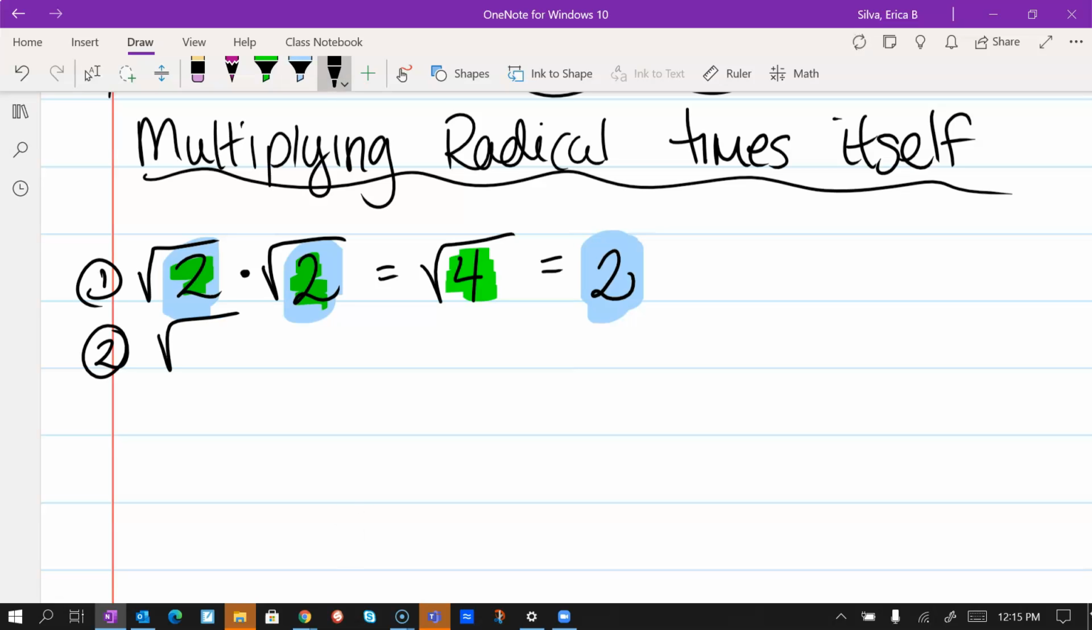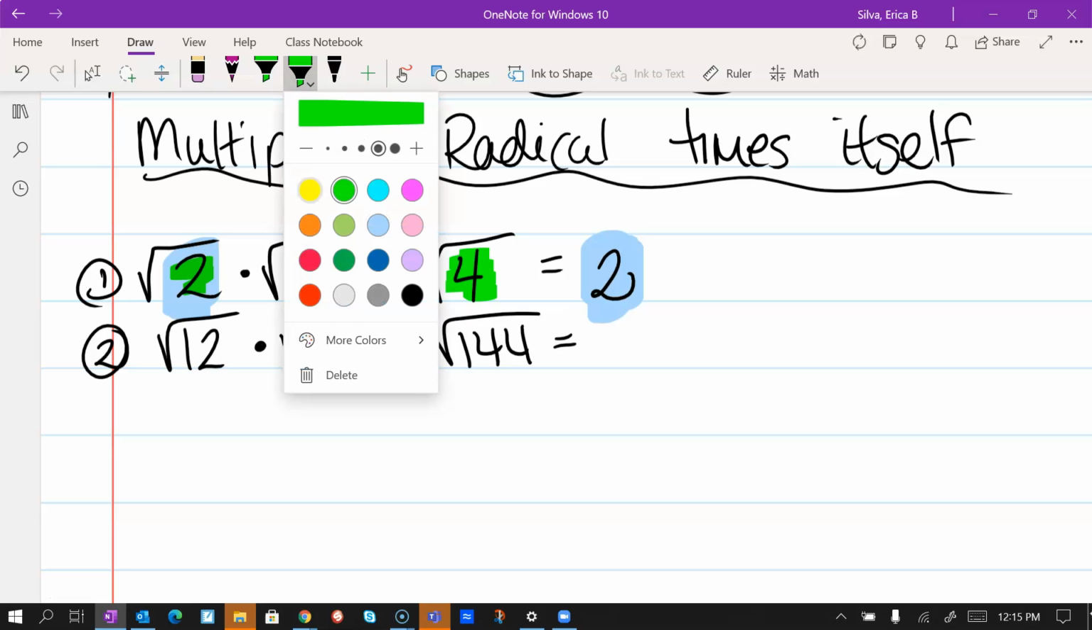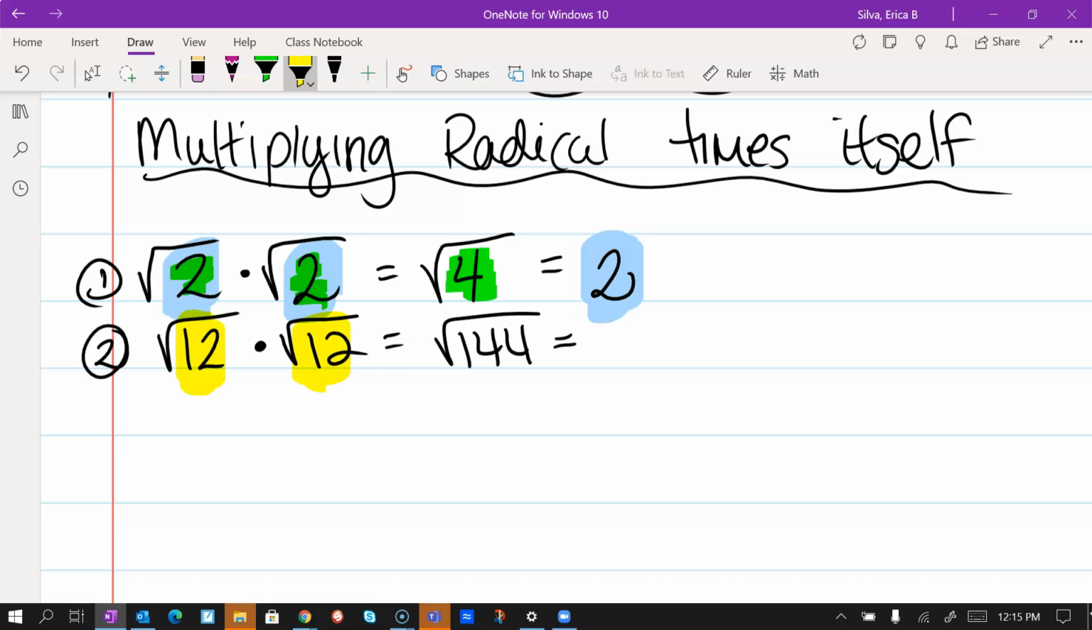So if we have the square root of 12 times the square root of 12, multiply those two, we get the square root of 144. And what's the square root of 144? 12. Do you guys see that? So any radical times itself is going to be the number inside the radical.